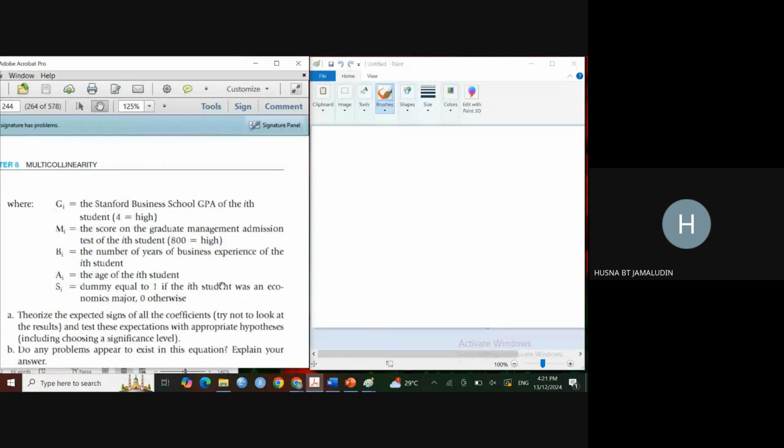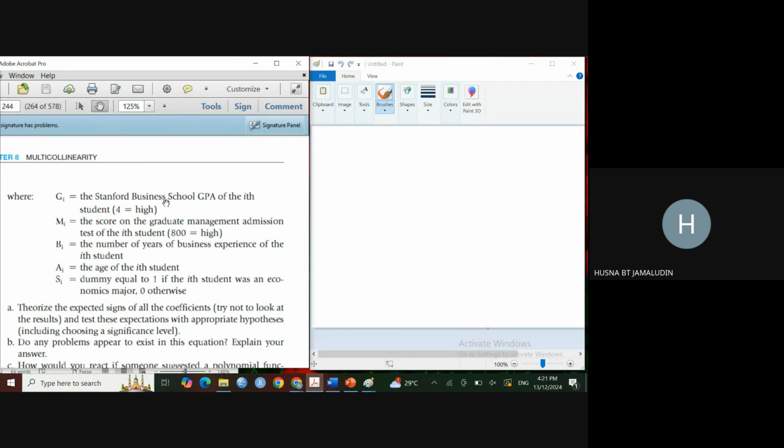Okay, let's scroll down. What is this G? Stanford Business School GPA. So basically 4 is the maximum. This is like your CGPA. So you want to find factors affecting student CGPA. Well, as a student, you should know what factors affect your performance, right? Basically, your result for the dependent variable. So this is CGPA. I will just put CGPA instead of GPA. So normally for CGPA, your result varies from 0 to 4.